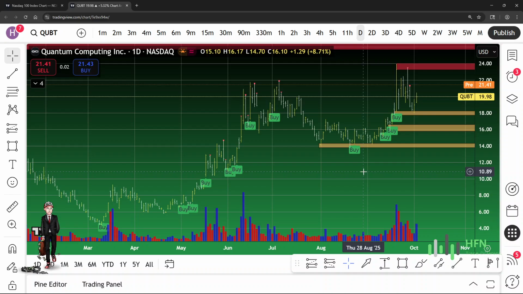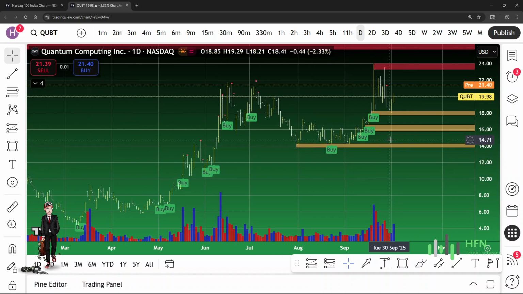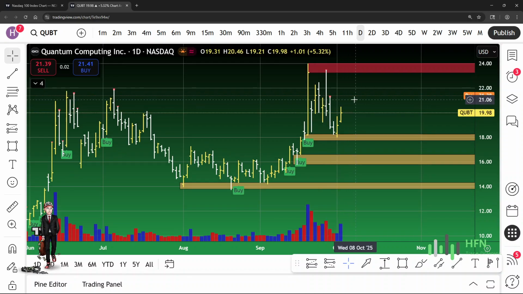Okay. So now pre-market, we're already seeing price at $21.40. Okay, so yeah, the market is definitely leaning towards upward momentum today. Here it is on the 2.